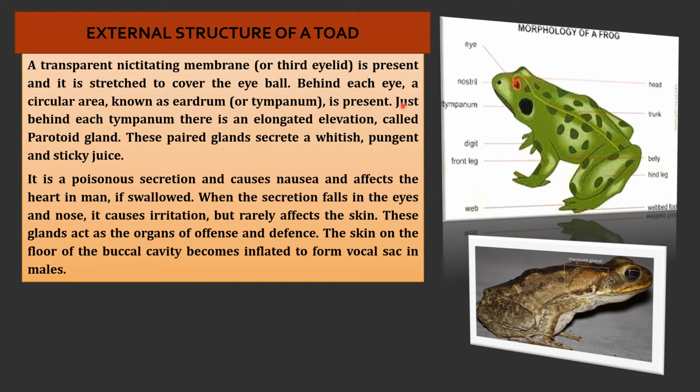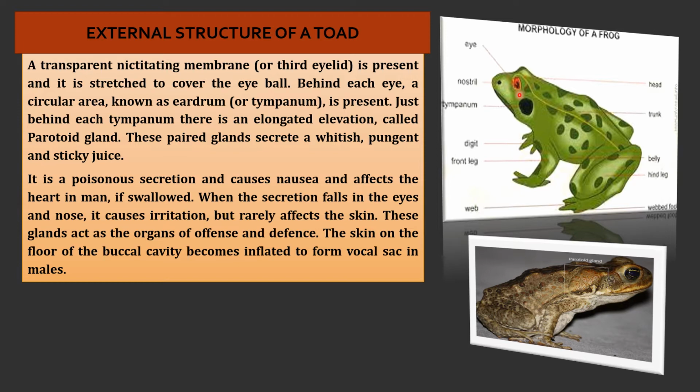Now, behind each eye, a circular area known as eardrum or tympanum is present. Actually, the eardrum represents the ear in case of a toad. Now you see the diagram. This is the tympanum, the circular area, tympanum or eardrum. So behind each eye, this is the eye and behind this the tympanum is present. Hope you have understood, and you can relate this diagram with this theory portion.